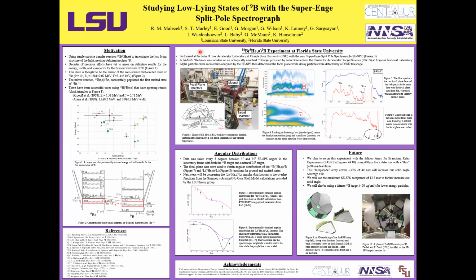So we attempted this reaction at Florida State University at the John D. Fox Accelerator Laboratory. We used their tandem accelerator to produce a 24 MeV helium-3 beam, which was incident upon a boron 10 target that we got from John Greene up at Argonne. Then the alpha particles from this reaction entered the split-pole spectrograph, where magnets curved them into the focal plane detector and momentum separated the byproducts.